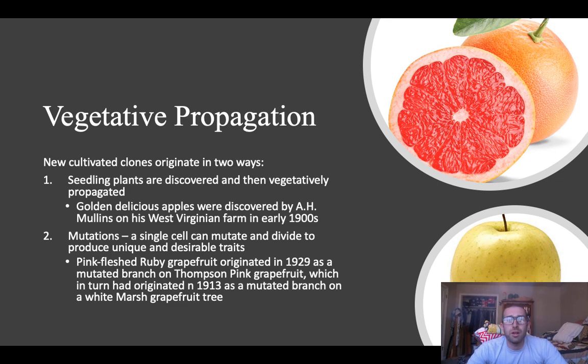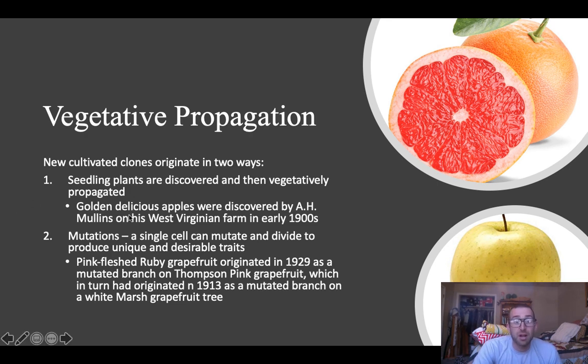So where do new cultivated clones originate from? Where do we get these new varieties in vegetative propagation? A lot of our fruit species are propagated this way, through cuttings or layering. So where do we get these new varieties? Well, it's two ways. Sometimes we have seedling plants that are discovered. So we'll just discover a wild plant that has these really cool characteristics, and then we're going to propagate them vegetatively to maintain those characteristics.